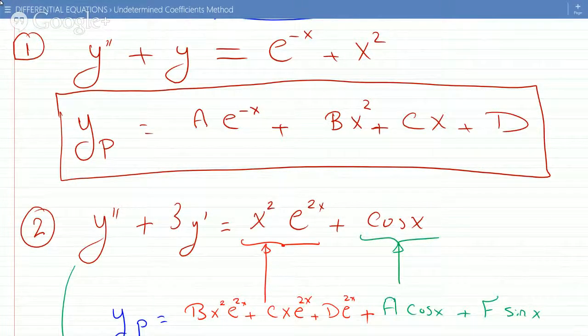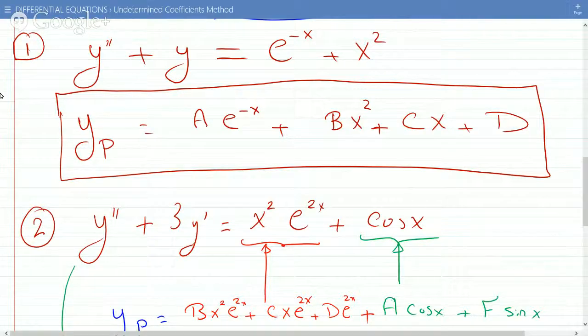Okay? So for example, e to the minus x will just have e to the minus x, and you could call the coefficient whatever you want. And then the x squared will have the polynomial all the way from that power down to the constant.